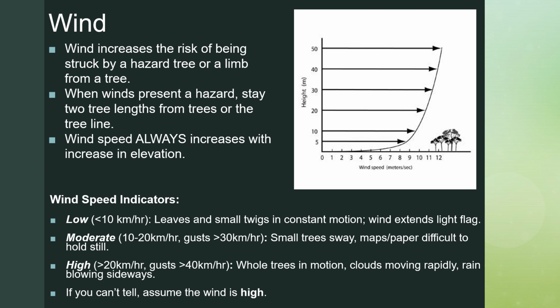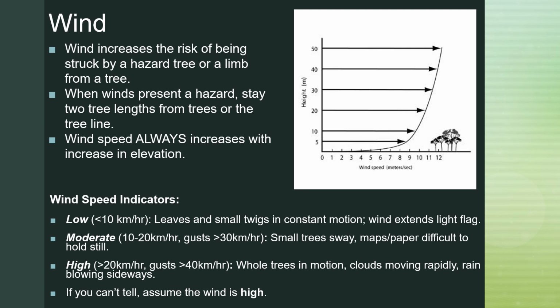Wind. Wind increases the risk of being struck by a hazard tree or a limb from a tree. When winds present a hazard, stay two tree lengths from the trees or the tree line. Wind speed always increases with increase in elevation.